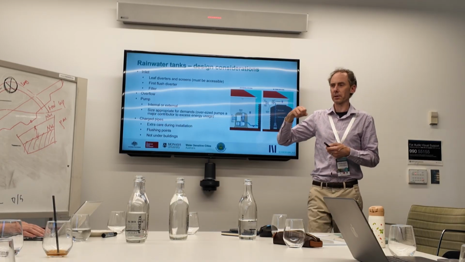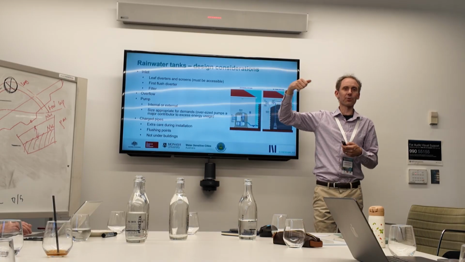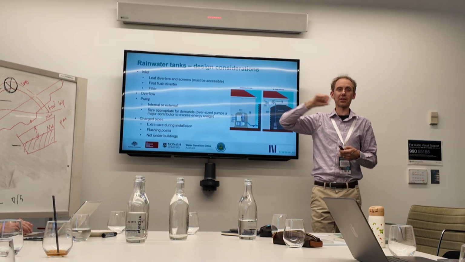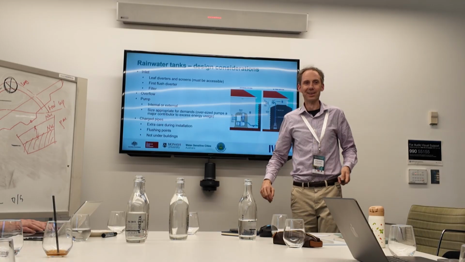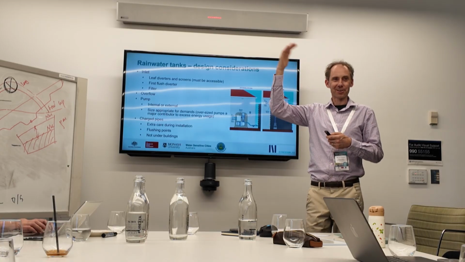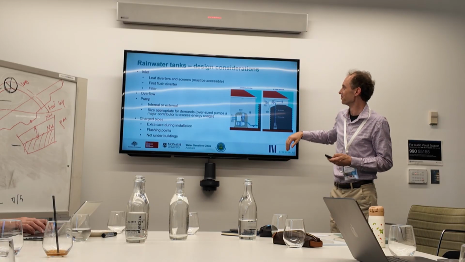In the old days we used to put, it's called TERPs, but it's basically putting a thin layer of oil on the top of the tank to stop the mosquitoes breeding. That's not great for your health. So we put a screen on the inlet so that the mozzies can't get in.